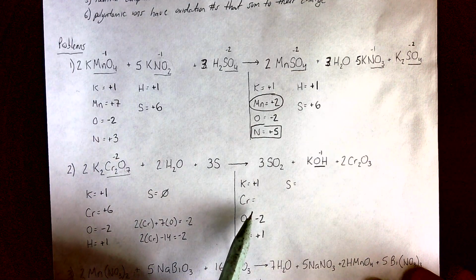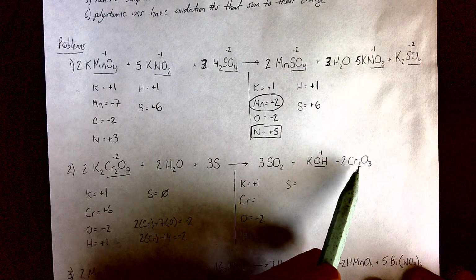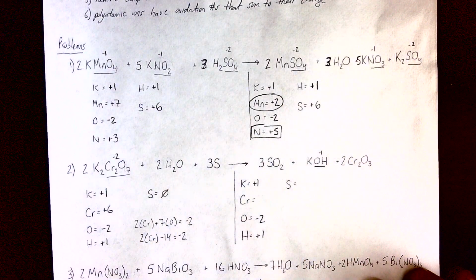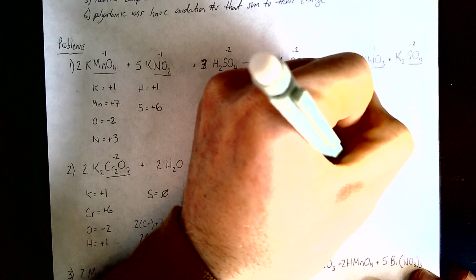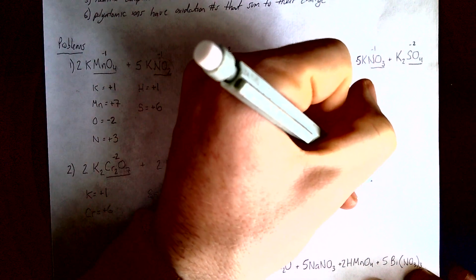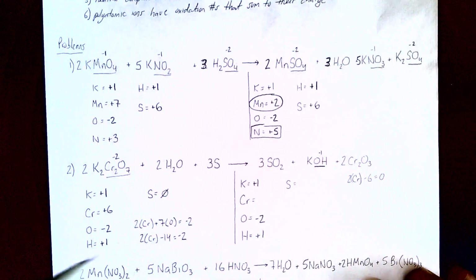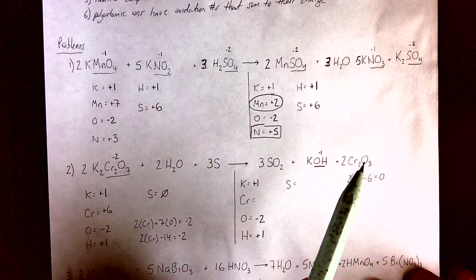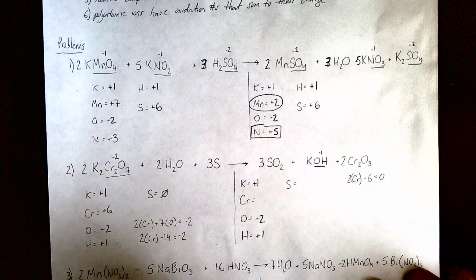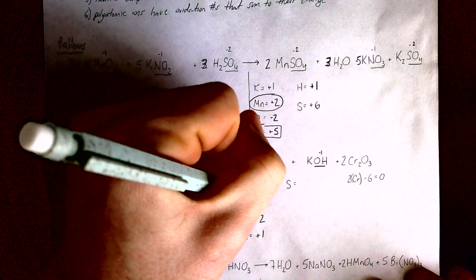On this side, over here, Cr2O3, there's no charge. And so this whole thing is going to be adding up to 0. And again, we can kind of do some math. 2 Crs minus 6, because there are 3 oxygens and each one is negative 2, equals 0. Here, chromium is plus 3.